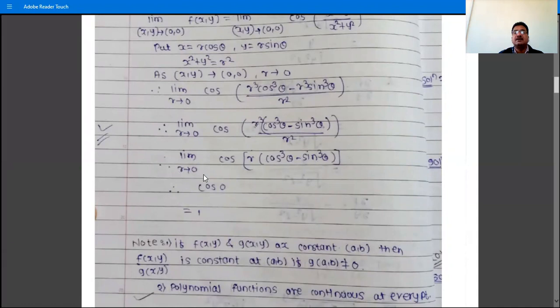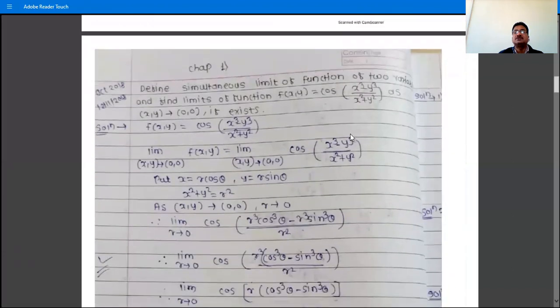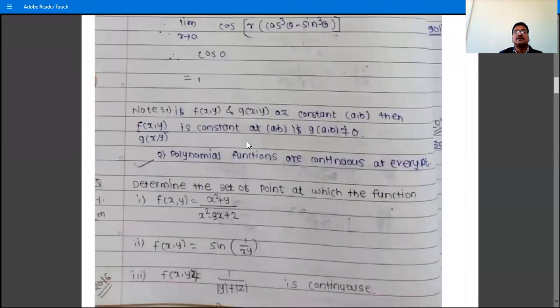And if we substitute r as 0, then we have cos of 0 times this quantity, which is cos 0, and cos 0 is 1. So this is the answer of this problem: limit (x, y) tends to (0, 0) of cos((x cube minus y cube) divided by (x square plus y square)).